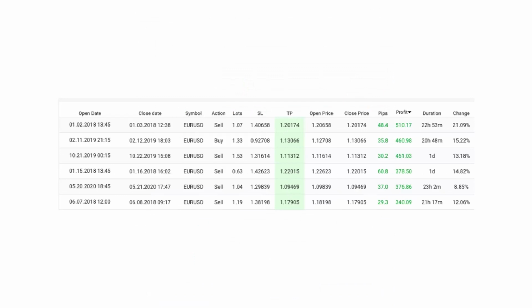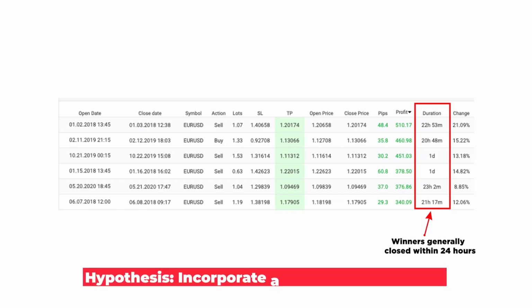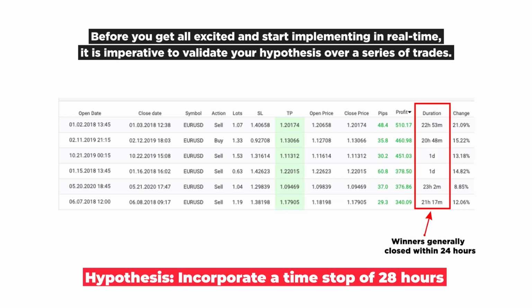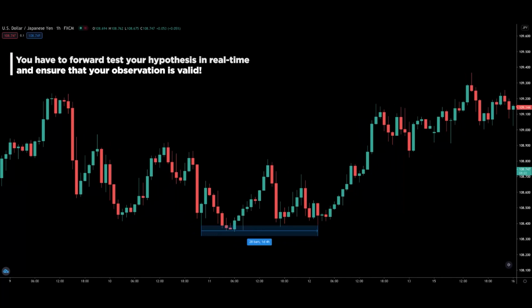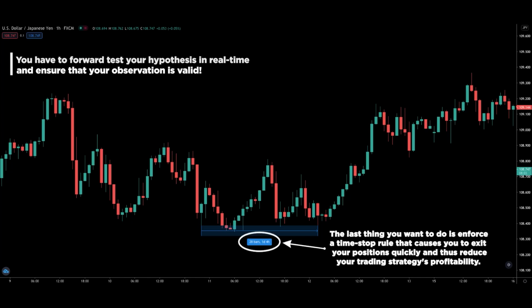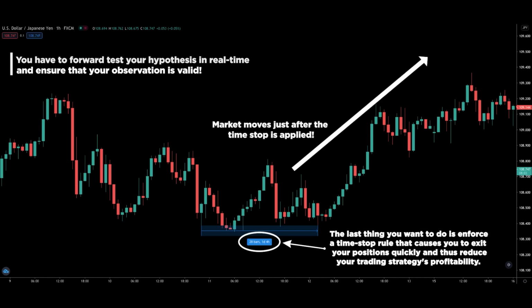For example, if you find that your winners are generally closed within 24 hours, you can incorporate a time stop of perhaps 28 hours. Before you get all excited and start implementing in real time, it is imperative to validate your hypothesis over a series of trades. You have to forward test your hypothesis in real time and ensure that your observation is valid. The last thing you want to do is to enforce a time stop rule that causes you to exit your positions quickly and thus reduce your trading strategy profitability.